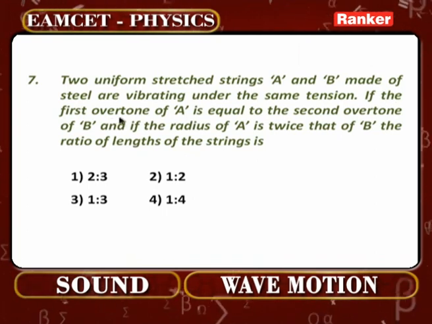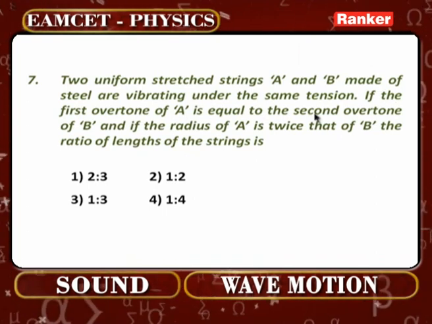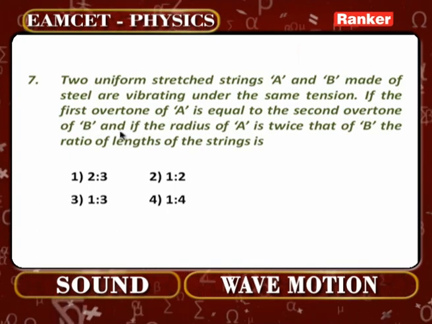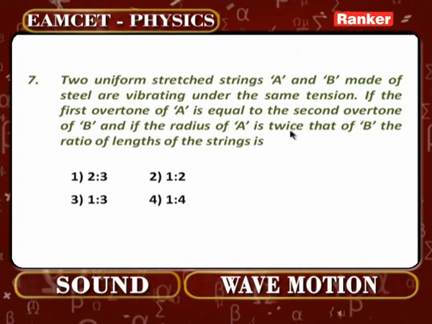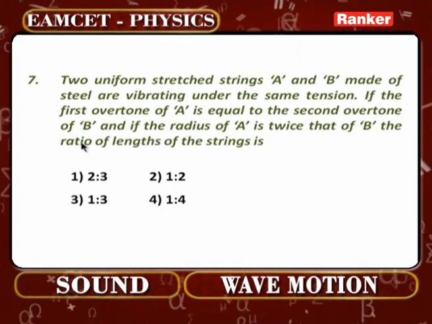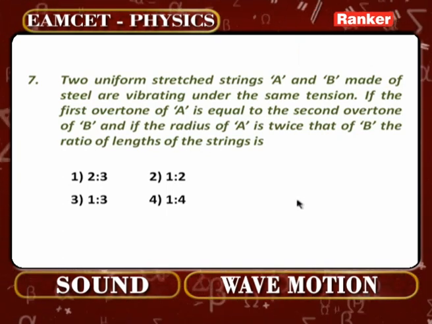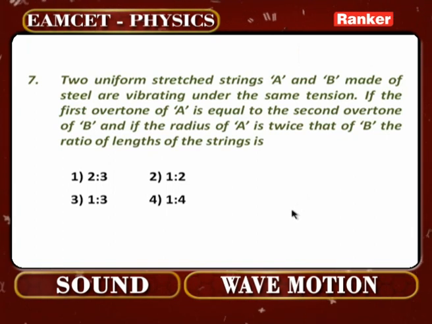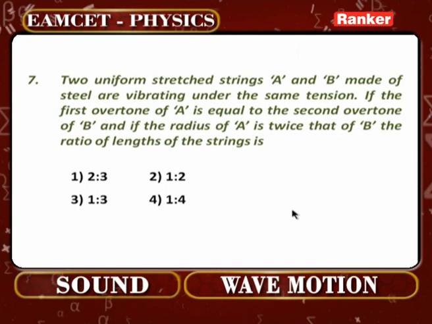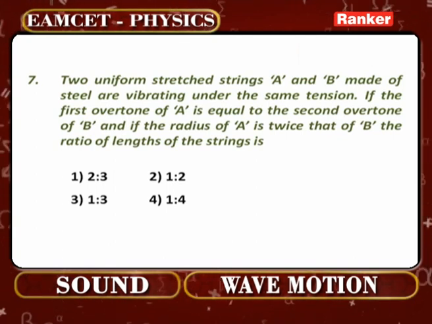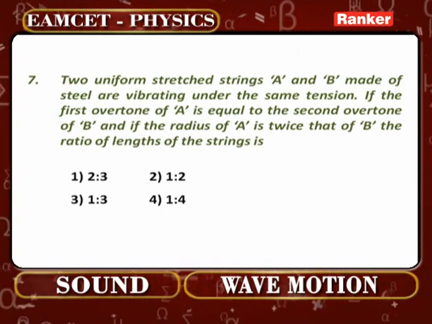If the first overtone of A is equal to the second overtone of B, and if the radius of A is twice that of B, then the ratio of lengths in the strings will be how much? That is the concept. One thing you should understand: 1 by 2L root T by mu. This is the formula for frequency.